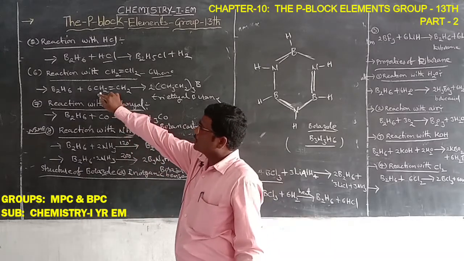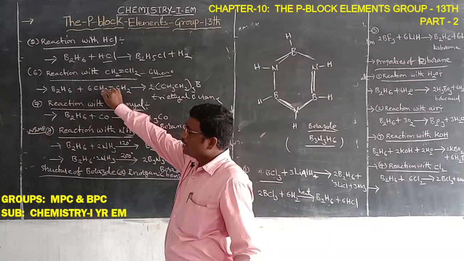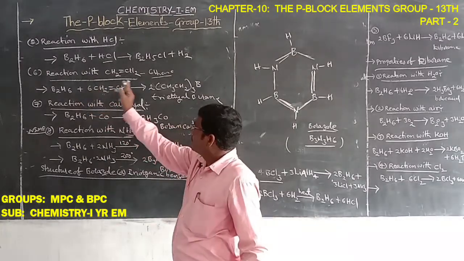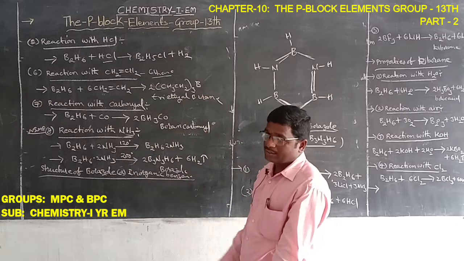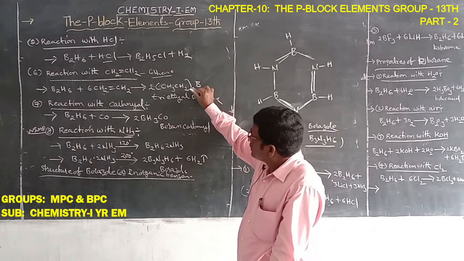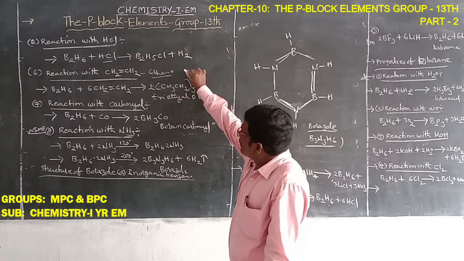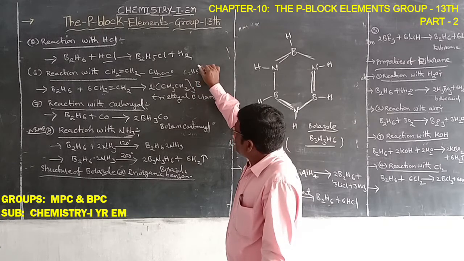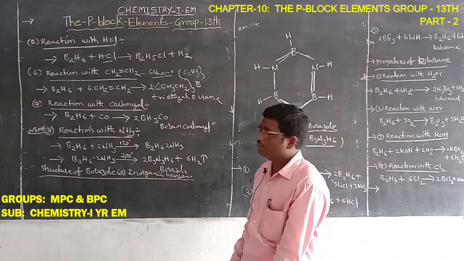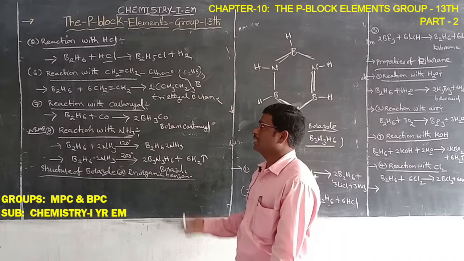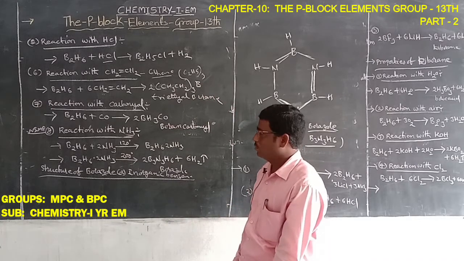Here, 6 moles of ethene react with diborane to form 2 moles of triethyl borane. Here is the C2H5, also known as ethyl. Triethyl borane is formed, 2 moles of triethyl borane. That is the properties of diborane.